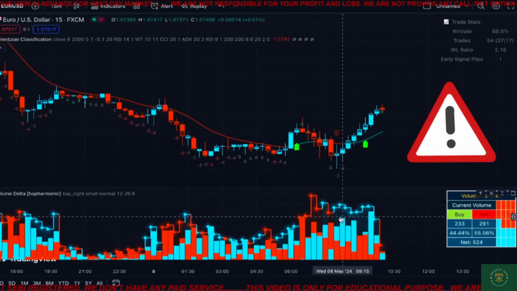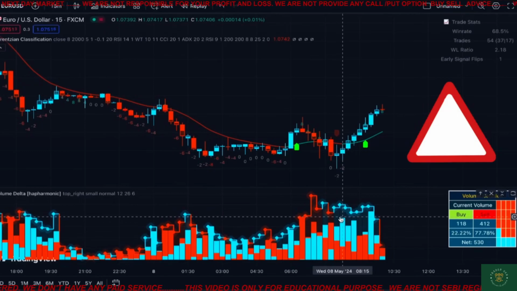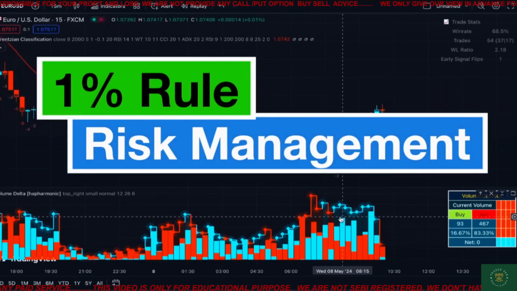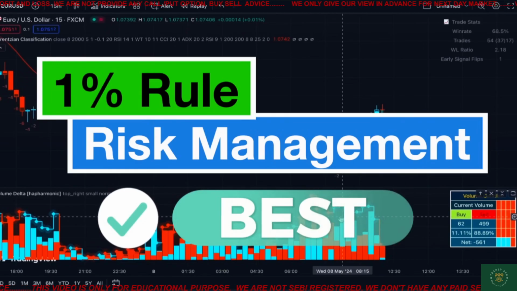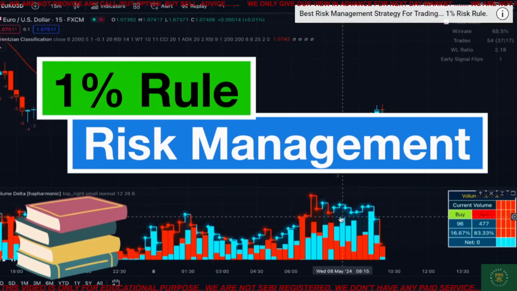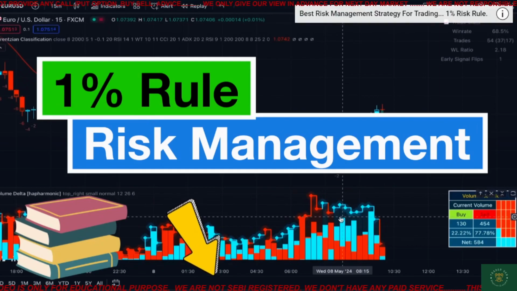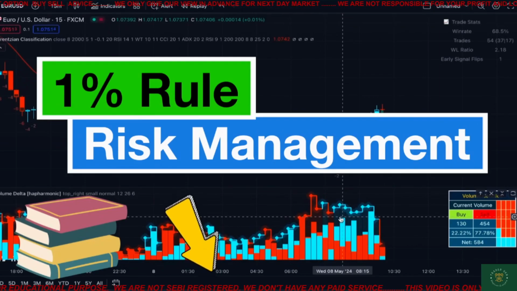No, this is not possible in reality, and you need to manage your risk properly so you can protect your trading account. Otherwise, you will definitely lose your trading account sooner or later. There is a risk management strategy called the 1% rule, and it's one of the best risk management strategies that you can use. I have a complete guide on this. The link is also placed in the description, and I highly recommend you watch it so you better understand how you can manage your risk properly.